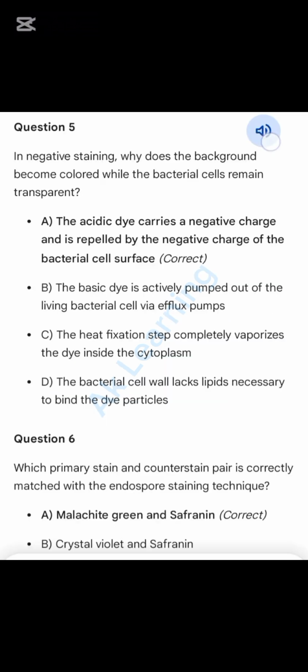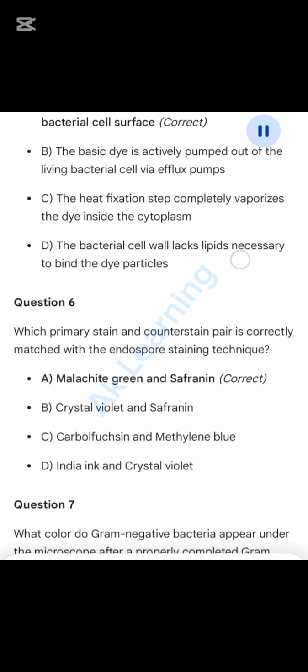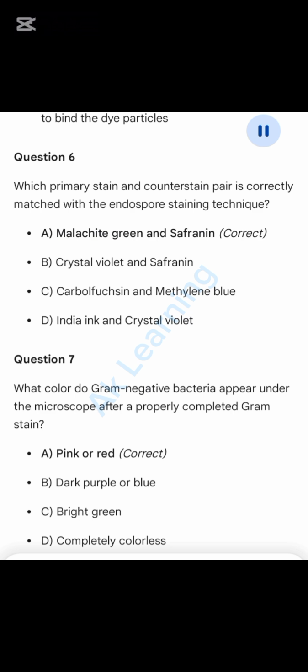Question 6. Which pair is correctly matched with the endospore staining technique? A. Malachite green and safranin. Correct. B. Crystal violet and safranin. C. Carbolfuchsin and methylene blue. D. India ink and crystal violet.